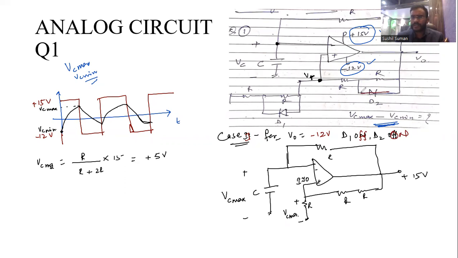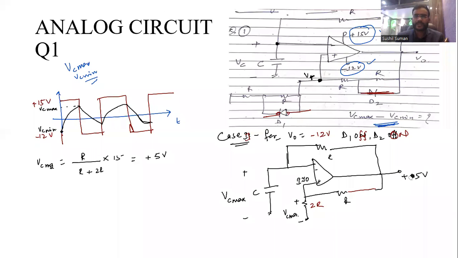If D2 is on, this is a short circuit, and this is open circuit. Now this resistance value becomes R, and R is 2R. So this R and R becomes 2R, and it has only one resistance, the other is short circuited. So this is only one resistance.